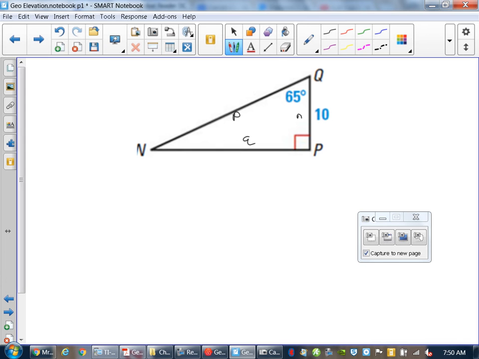So you start with what you know. In this case, you are given a 65-degree angle, and you have the side of 10. It's a matter of labeling the parts from that information. 65 is my angle. That's my opposite. There's my adjacent, and there's my hypotenuse. Which means I have to find little q, little p, and angle n.